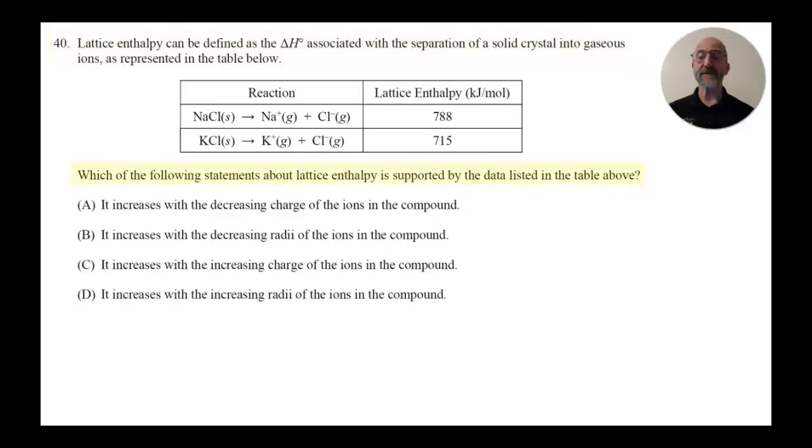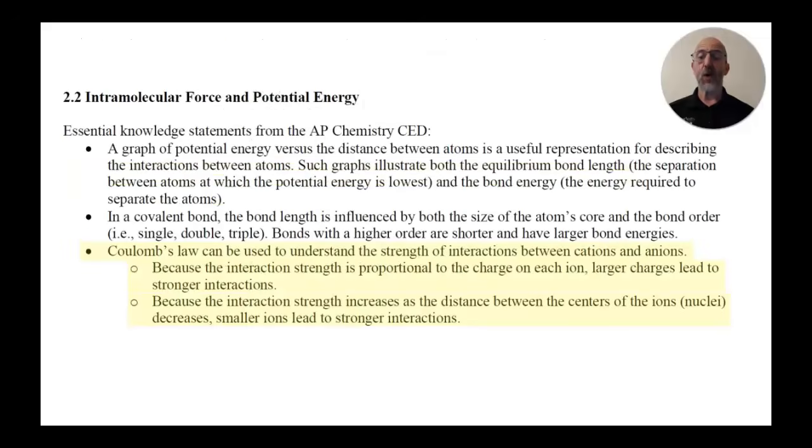And the question asks, which of the following statements about lattice enthalpy is supported by the data listed in the table above? Now, we know from topic 2.2, specifically about Coulomb's law and the attractions between ions, that larger charges lead to stronger attractions between the ions. We also know that smaller ions, in other words, a smaller distance between the ions, lead to stronger attractions between the ions.